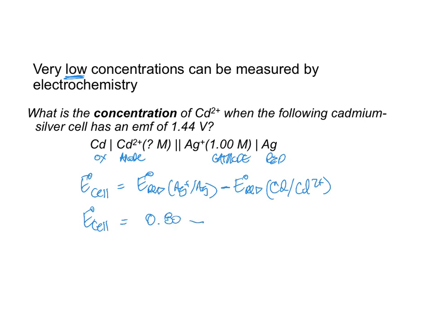0.80 minus a negative 0.40, that gives me an E0 cell equal to 1.20 volts. Now again, this comes from the beginning of the chapter. There's no reason to run away from these problems because they're not really hard. Let's move to a fresh slide to work the Nernst equation.